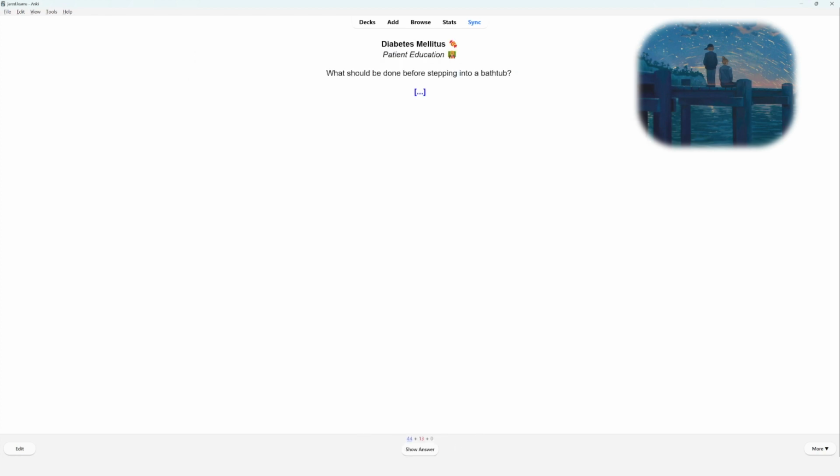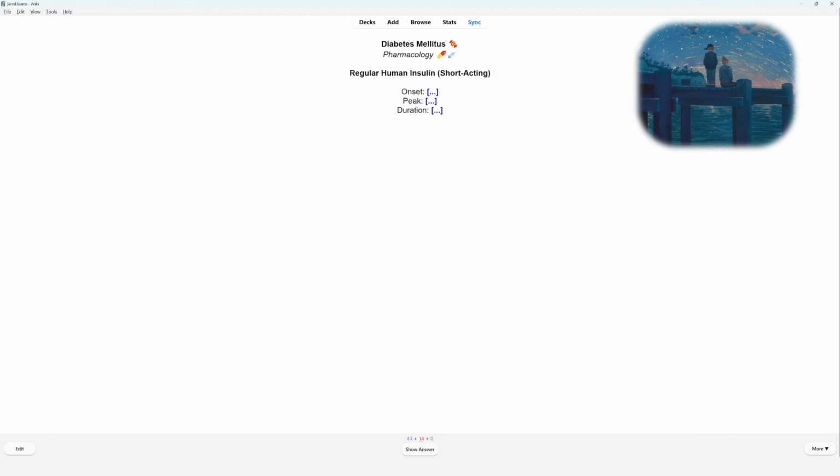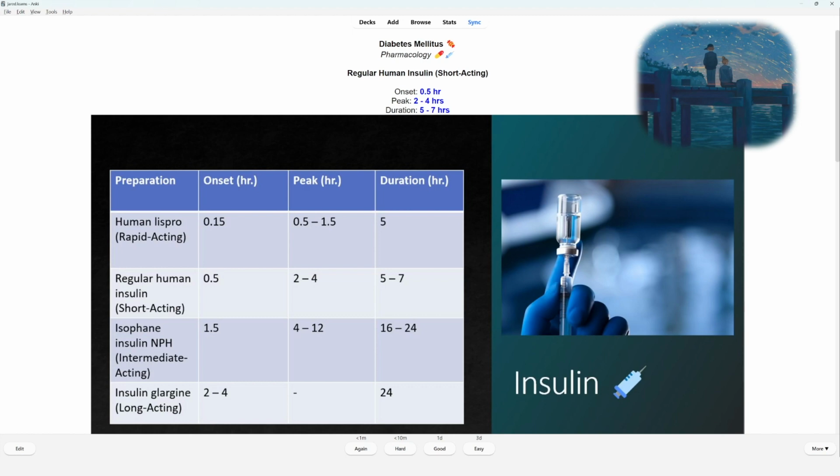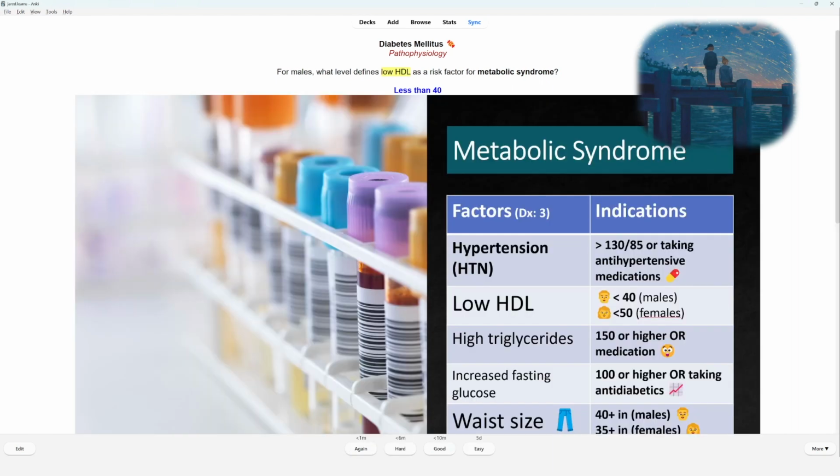What should be done before stepping into the bathtub? That's what we were saying earlier. Check with a thermometer, not your hand or foot. And it's under 110. Regular insulin: onset 0.5, peak 2 to 4, duration 5 to 7. Okay, 30 minutes, 2 to 4. Lower than 40 for males on the HDL.